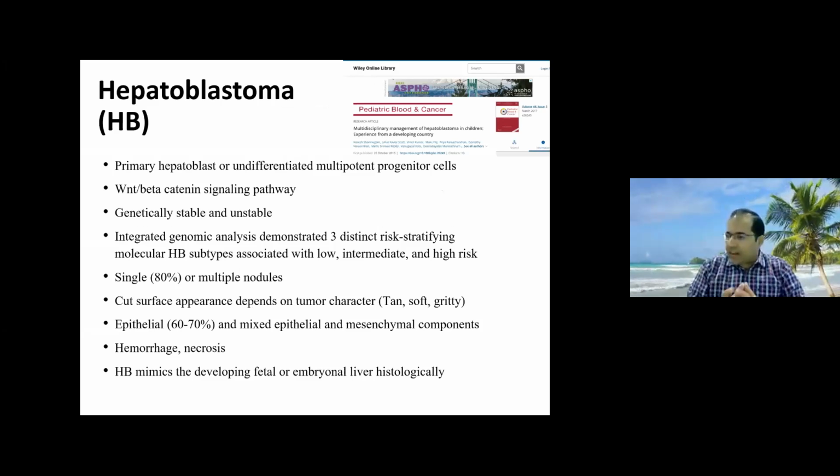Hepatoblastoma, if you see, arises from primary hepatoblasts, or very undifferentiated multi-progenitor cells. There is activation of the beta-catenin or WNT signaling pathway in these tumors. Mostly they are genetically stable, very few are unstable. And genomic analysis of these tumors has shown they can be stratified into low, intermediate, or high risk categories.